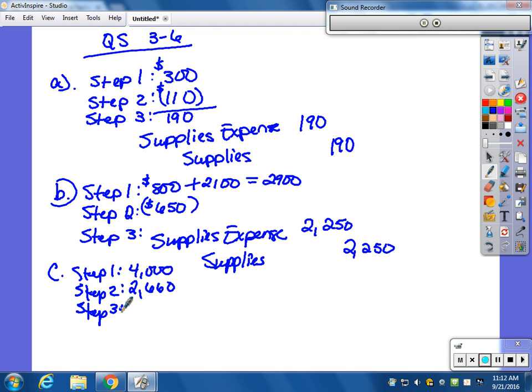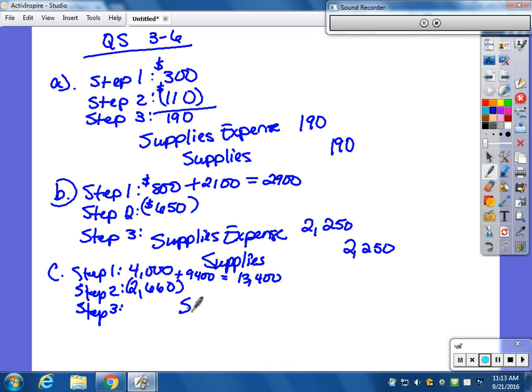Did they purchase anything? Yes. What did they purchase? $9,400, so we need to add that to what? $4,000. Which equals? $13,400. So what do we debit, what do we credit?